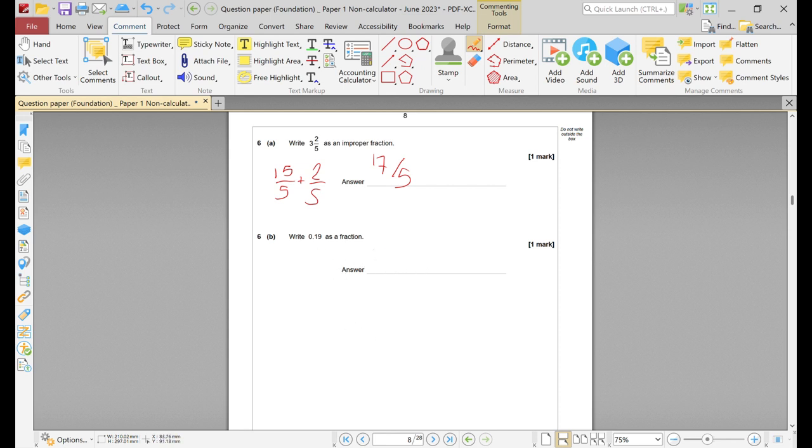0.19 is a fraction. Well, it could be 19 out of 100. 19 is a prime number anyway.